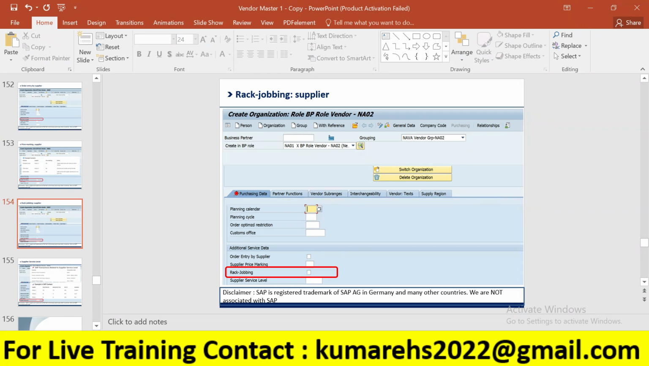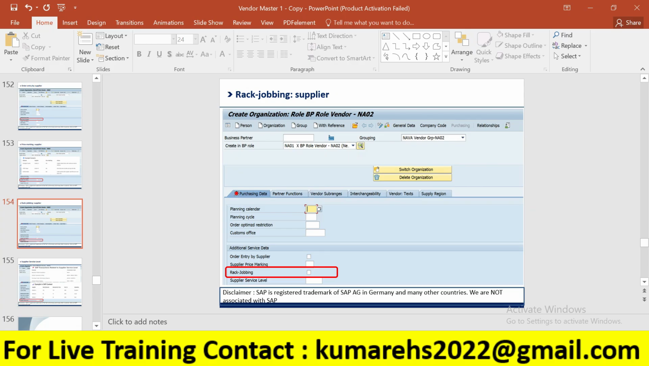Stage number 5, key points. Rack jobbing suppliers are responsible for shelf-level inventory, often linked with vendor managed inventory or consignment stock, which helps improve product availability and reduce out of stock situations, and requires clear agreements on responsibility, replenishment frequency and reporting. The important tips: use the rack jobbing indicator for high turnover or retail specific products. Combine with planning calendars and PO based scheduling for timely replenishment.